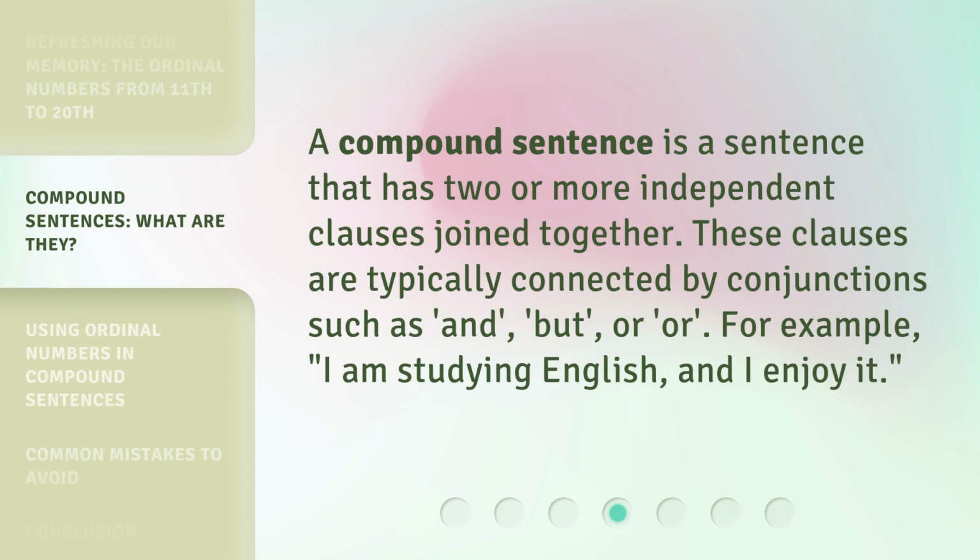A compound sentence is a sentence that has two or more independent clauses joined together. These clauses are typically connected by conjunctions such as and, but, or. For example, I am studying English, and I enjoy it.